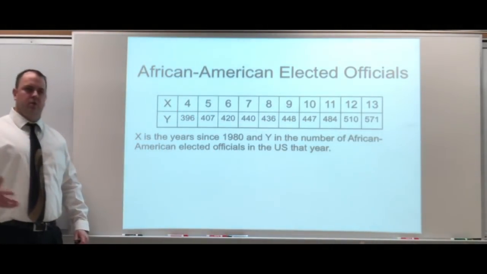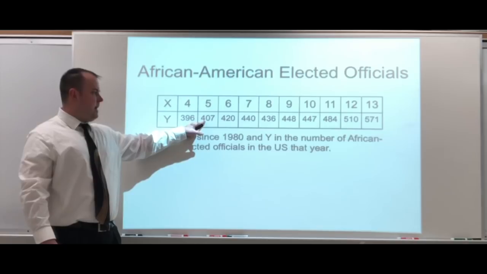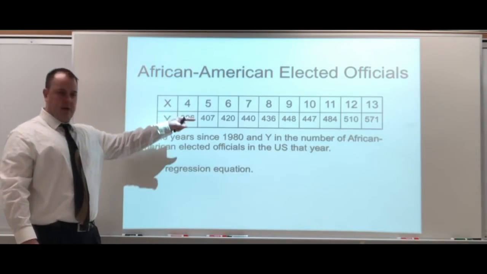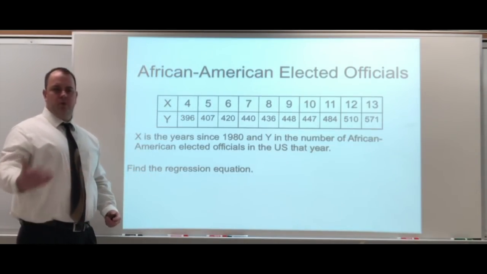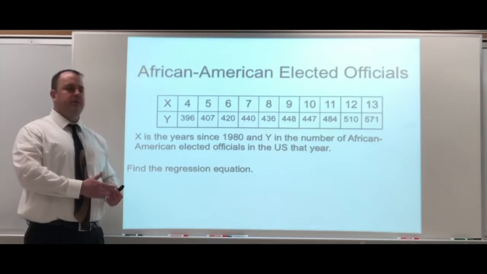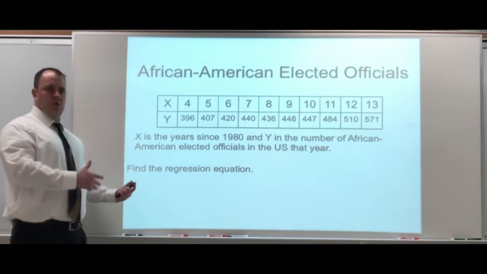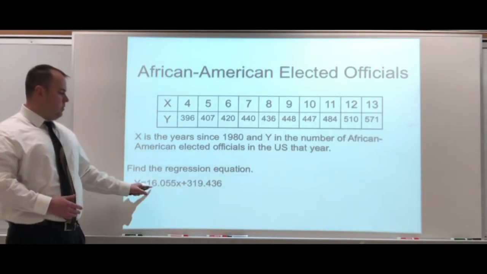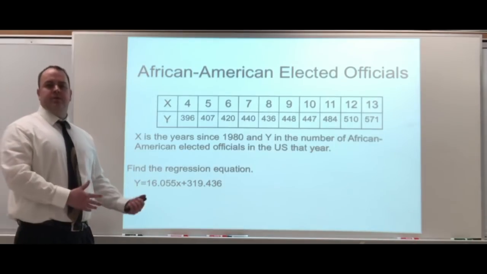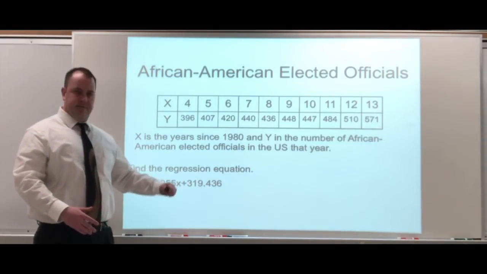Always think about the variables before you start doing your calculations. Y is the number of African American elected officials, so that's just the count. In 1985, there was 407. Okay? If you're asked to find the regression equation, X is your L1, Y is your L2. Unless you're doing multiple problems, I always suggest just use L1 and L2. Okay, I'll probably let you know if you need to keep those lists in there. So plugging those into L1, L2, you do the lin-reg function. We should be getting y equals 16.055x plus 319.436. Okay, write down what the calculator is telling you. I know these are talking about people, African American elected officials, but they're going to be estimates. So it's okay to have decimals in these problems.